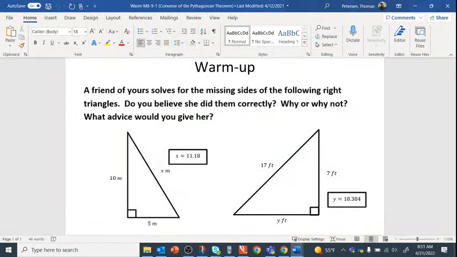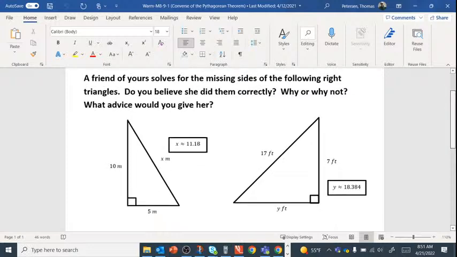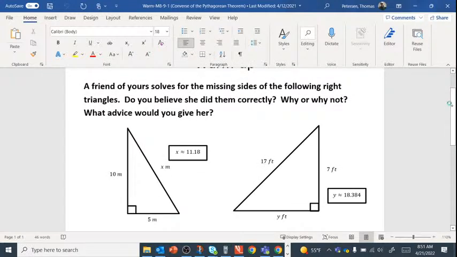We're in. Okay. So our warm-up is: a friend of yours solves for the missing sides of the following right triangles. Do you believe she did them correctly? Why or why not? And what advice would you give her? Those of you at home might want to pause and take a look at that.